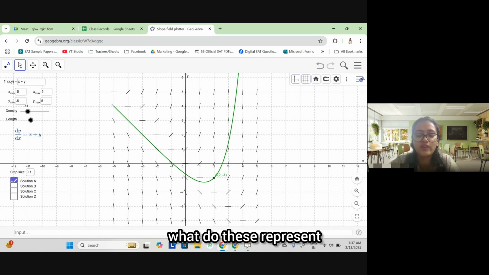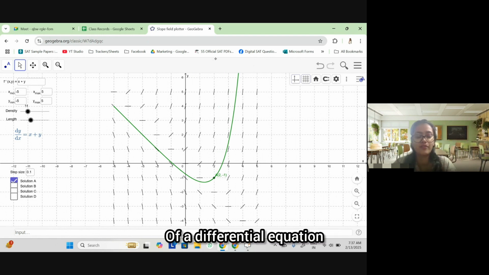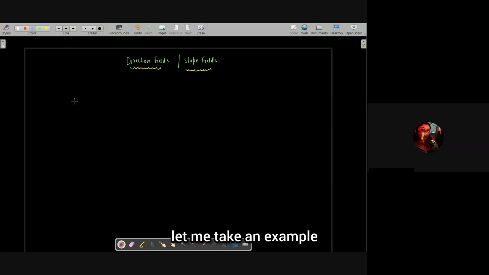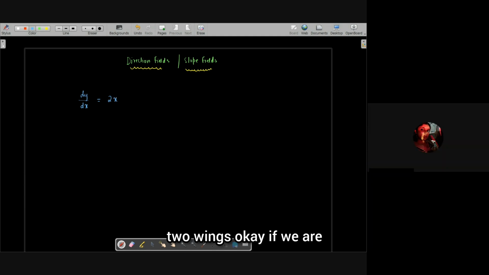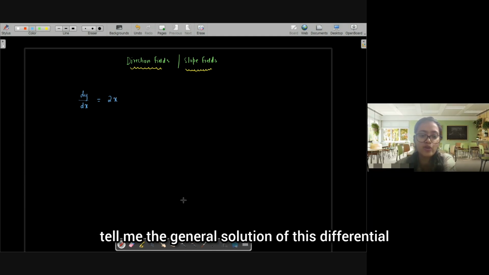Now, what do these represent? It shows you the slope of all the solutions that we get of a differential equation. Yesterday we did differential equations. Let me take an example: dy over dx is equal to 2x. If you want to solve this equation, can you tell me the general solution of this differential equation?